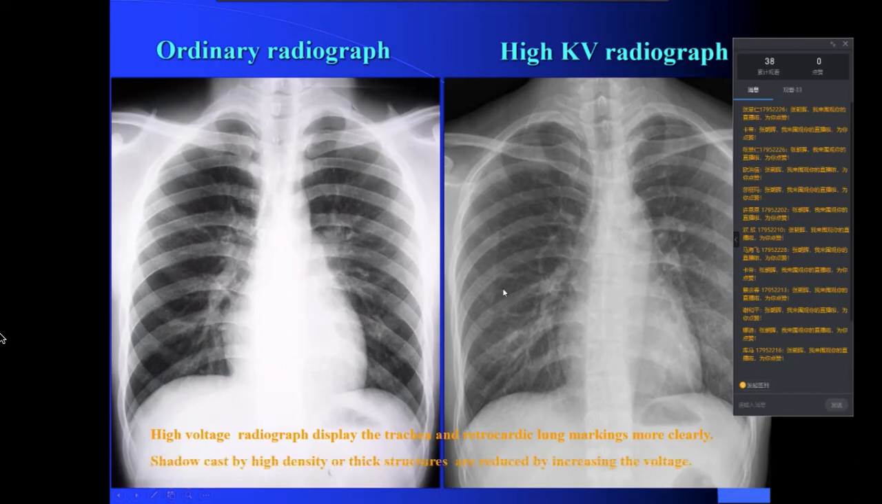Why? Because the shadow cast by high density bones or thick structures like the heart is reduced by increasing the voltage. So the high kV radiograph is very useful in these settings. It can reduce the influence of the shadow caused by high density thick structures. So the other structures inside or behind them will be displayed more clearly than on the ordinary radiograph.